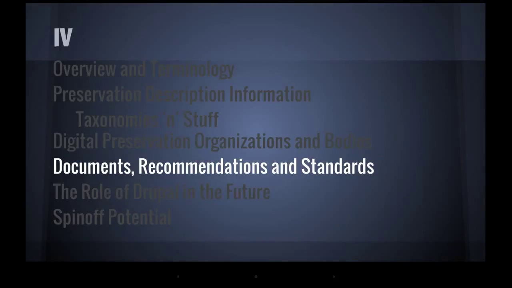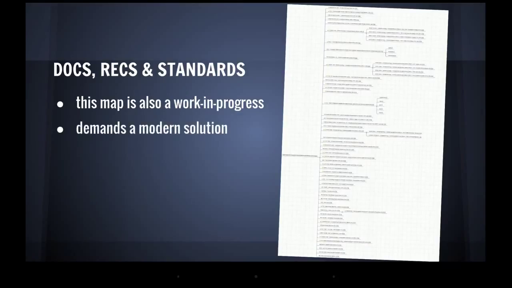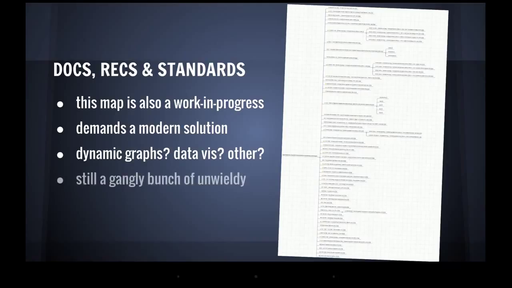Okay, documents, recommendations, and standards. This is very similar to the organization of bodies that we just covered. It's just a different part of my mind map. Here we go. Again, it gets so complex. It's also a work in progress. It demands a more modern solution than this. What about dynamic graphs? What about data visualization? What about something else? It's still a game with a bunch of unwieldy pieces. Why has nobody tried to do this? There must be a list somewhere, whether Gartner or somebody who's put it together, of all these different entities. If not, then I can't believe I'm the only one. It doesn't make sense.